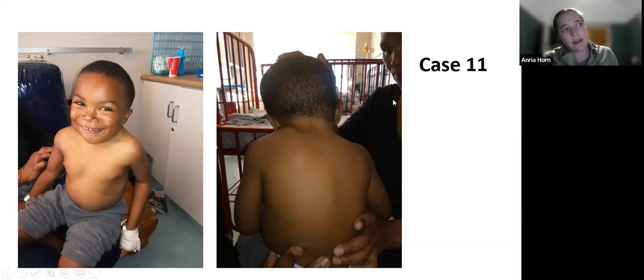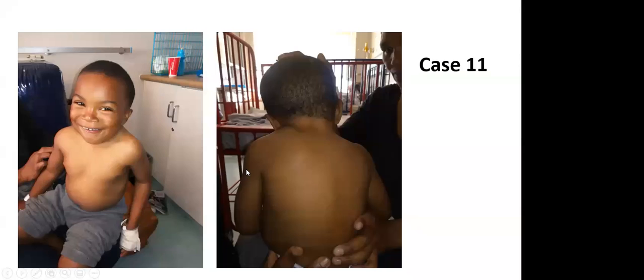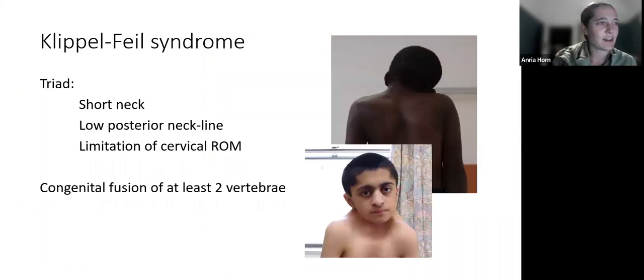But there's another thing here which you guys both missed. He has a low set hairline and a short webbed neck. I'm looking for the word. Turner. No. Klippel-Feil. Yes, well done. Klippel-Feil, that's right. Klippel-Feil syndrome is a triad of a short neck, a low posterior hairline, and limitation of cervical range of motion.